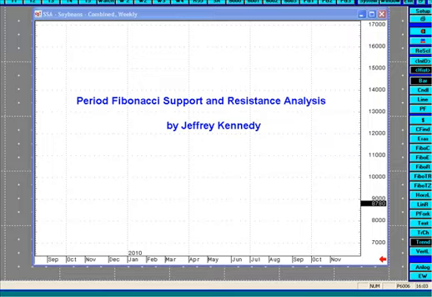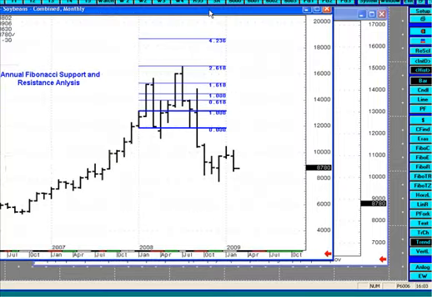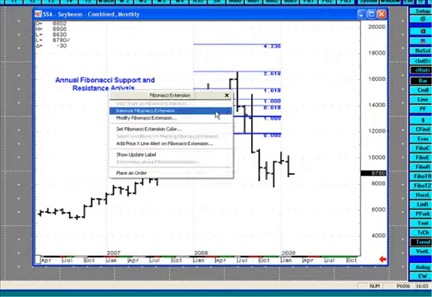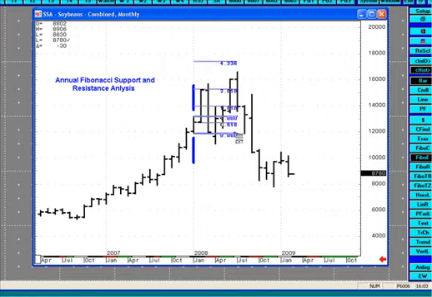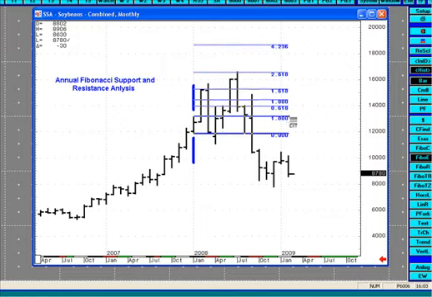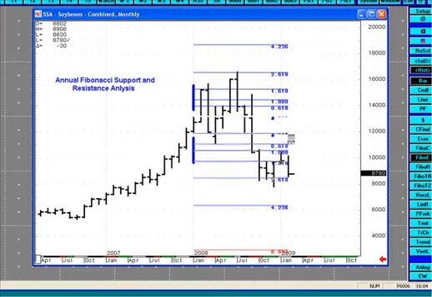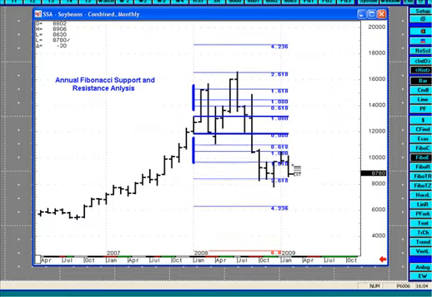Simply, what I do is I take January's trading range, right here. This is January. This is a monthly bar chart. I simply take January's trading range from the high to the low and project it upward from the January high. By doing this, it identifies significant levels of resistance throughout the year. Also, you take the same January trading range and project it downward, and again, significant levels are identified throughout the year.